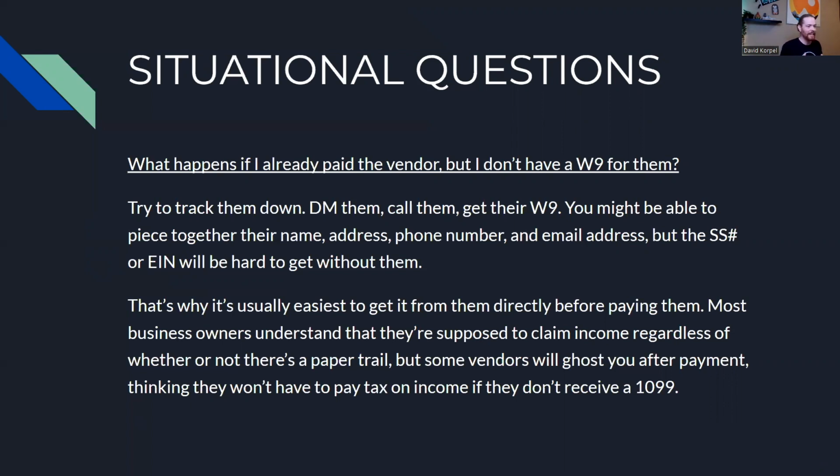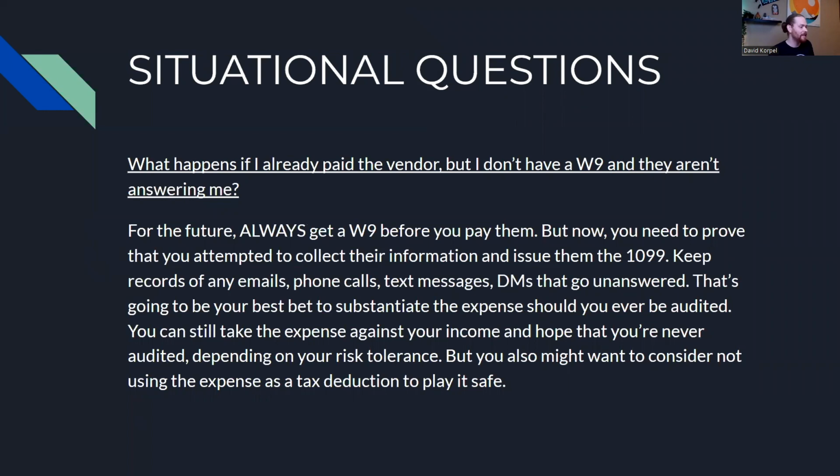It's usually easiest just to get it directly from the vendor before paying them, because that avoids the whole ghosting and people just kind of disappearing until the end of January when 1099s aren't due anymore. Most business owners understand that they're supposed to claim income regardless of whether or not there's a paper trail and whether or not there's a 1099 that they received, but there are definitely vendors that will ghost you after a payment thinking that they don't need to actually pay tax if they don't get a 1099. What happens if I already paid the vendor, but I don't have a W-9 and they still aren't answering me? So going forward, always get the W-9 first.